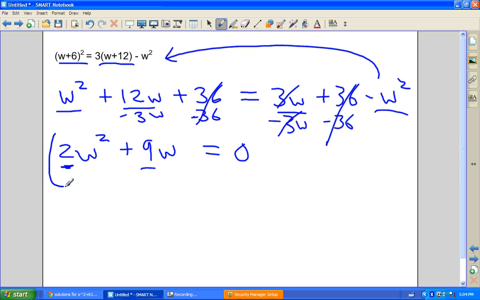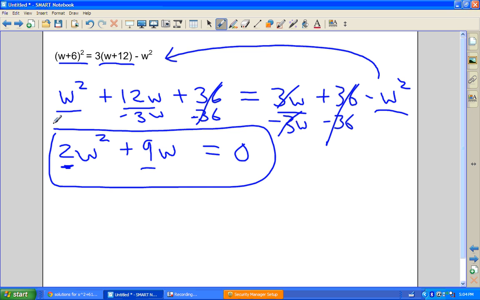Okay, so here's my new equation, and factoring becomes very easy. I hope this doesn't freak people out, but take a w out. You've got w squared and a w, take the w out. I would take a number out as well if I could, but I can't, right? 2 and 9, they don't have a common factor. So I'm going to take the w out. I'm going to be left with 2w, right? W times 2w would give me 2w squared. And if I pull the w out of 9w, I will be left with a 9.